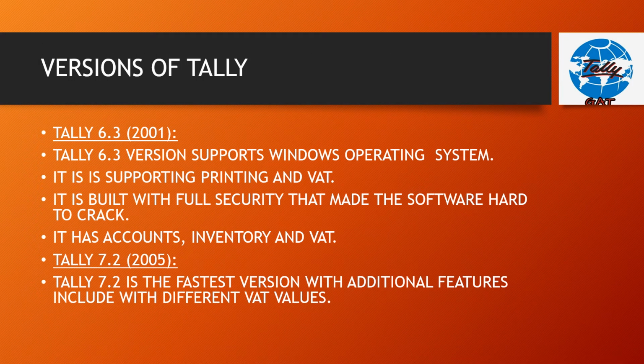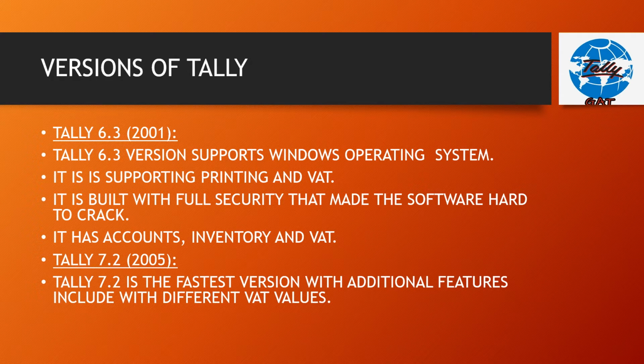Next version of Tally is Tally 6.3, which was introduced in the year 2001. Tally 6.3 version supports Windows operating system. It supports printing and VAT. It is built with full security that made the software hard to crack. It has accounts, inventory and VAT features.